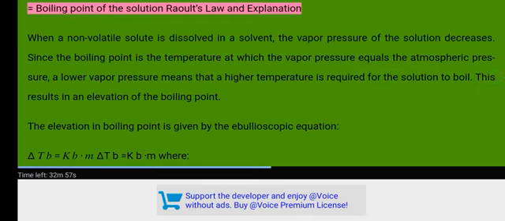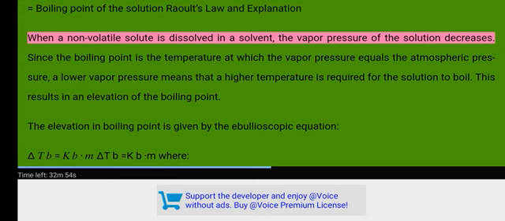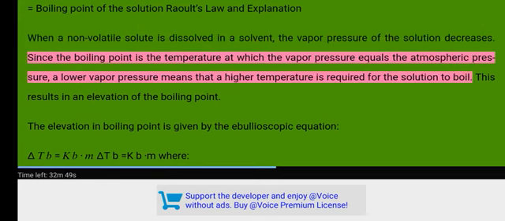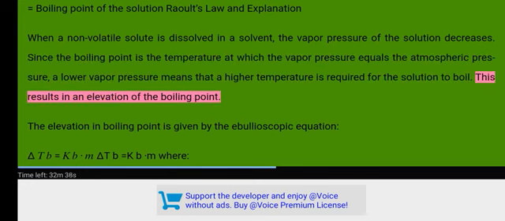Raoult's law and explanation. When a non-volatile solute is dissolved in a solvent, the vapor pressure of the solution decreases. Since the boiling point is the temperature at which the vapor pressure equals the atmospheric pressure, a lower vapor pressure means that a higher temperature is required for the solution to boil. This results in an elevation of the boiling point.